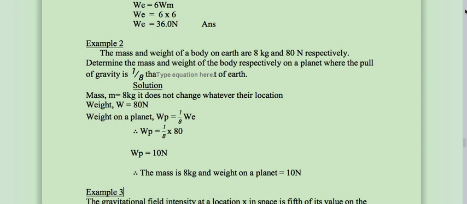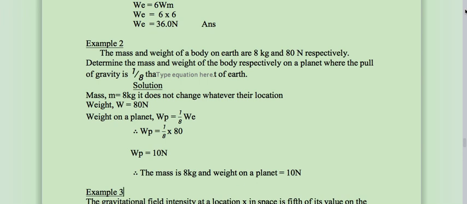The weight on the planet is equal to 1/8 of the weight on the Earth. That is, the weight on the planet is equal to what? 1/8 of the 80 newton. That is the weight on the Earth. That will give us the weight on the planet to be 10 newton. Therefore, the mass is 8 kilogram and the weight on the planet is what? 10 newton.